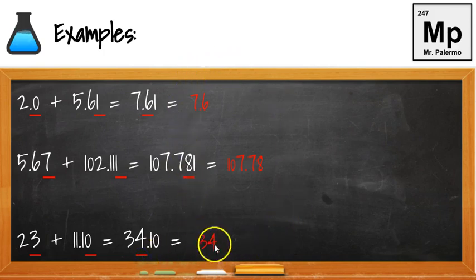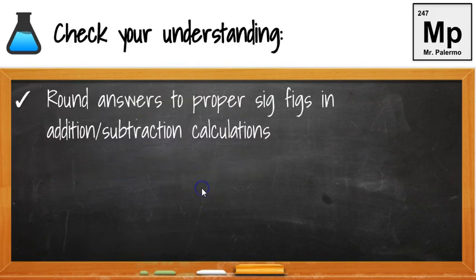Notice in all our numbers, when we do round, the number is not changing dramatically. 7.61 goes to 7.6. 107.781 goes to 107.78. So we're not dramatically changing the number. It's not going to be like 10.7. We're just saying that we don't know about this value here because our measurement was not as precise. So let's check your understanding. Can you round answers to proper significant figures in our addition and subtraction calculations?